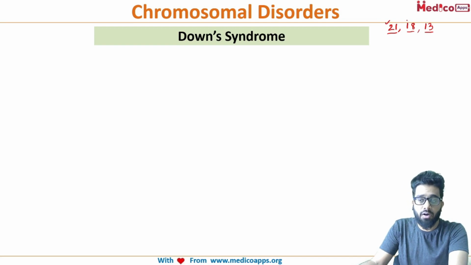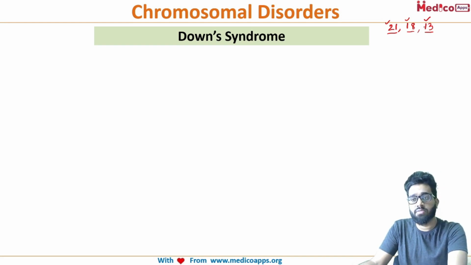Not many of these people survive 18, but with 13, most of them die in utero, and even the babies who are born with trisomy 13 do not live longer than a few months. Most of them expire within the first 2 weeks. So that is the concept about chromosomal disorders. We'll start with Down syndrome.